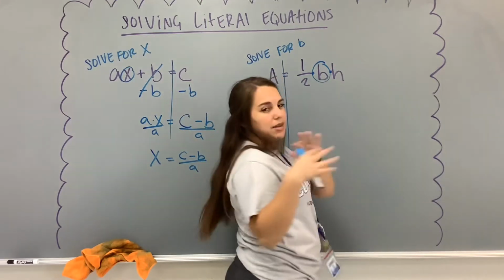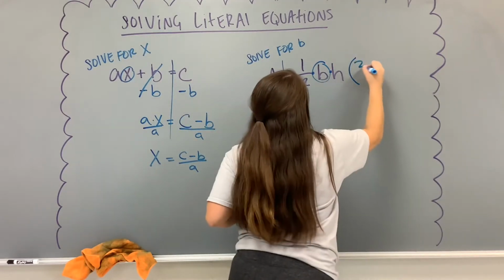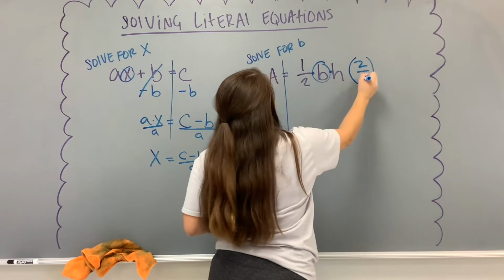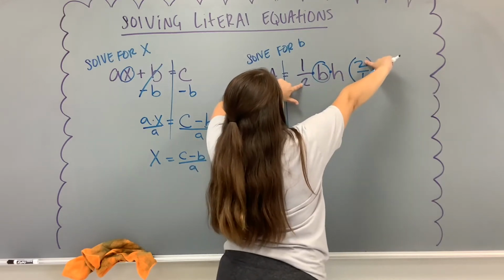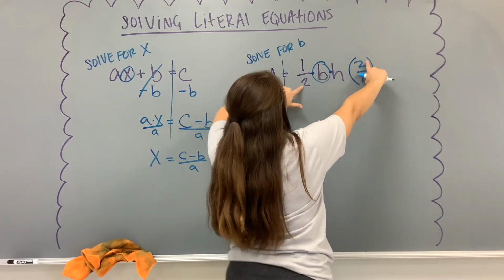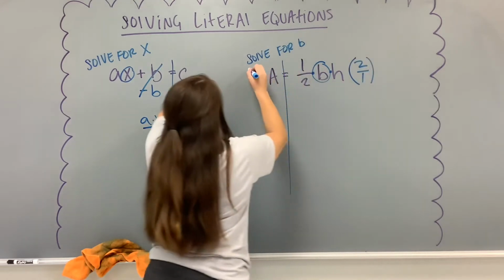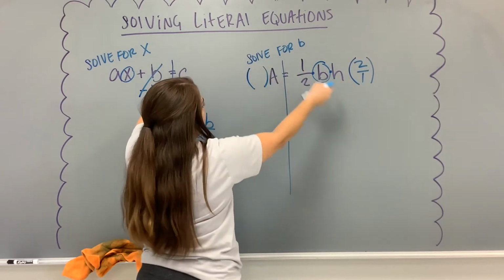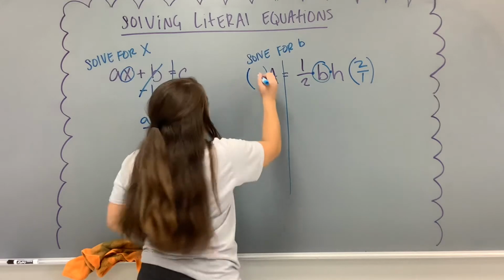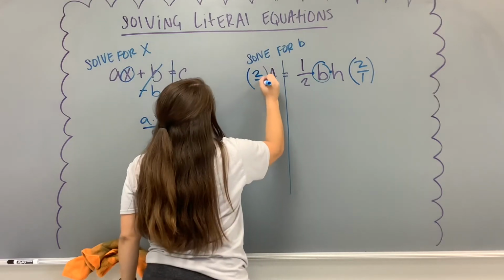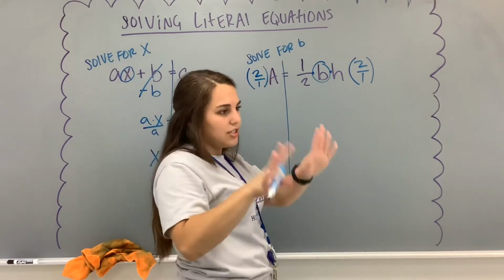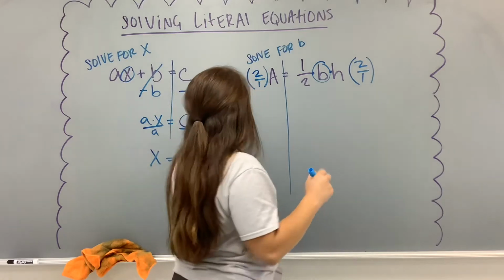So it's kind of like the whole keep, change, flip thing. If I multiply by 2 over 1, it technically cancels out. So this 2 cancels out. It's basically like saying 2 divided by 2, which is 1. I have to do the same thing over here. 2 over 1. That's just 2. So I probably could just write 2 if I really wanted to. But just to keep y'all understanding what's happening, I'm going to say 2 over 1.